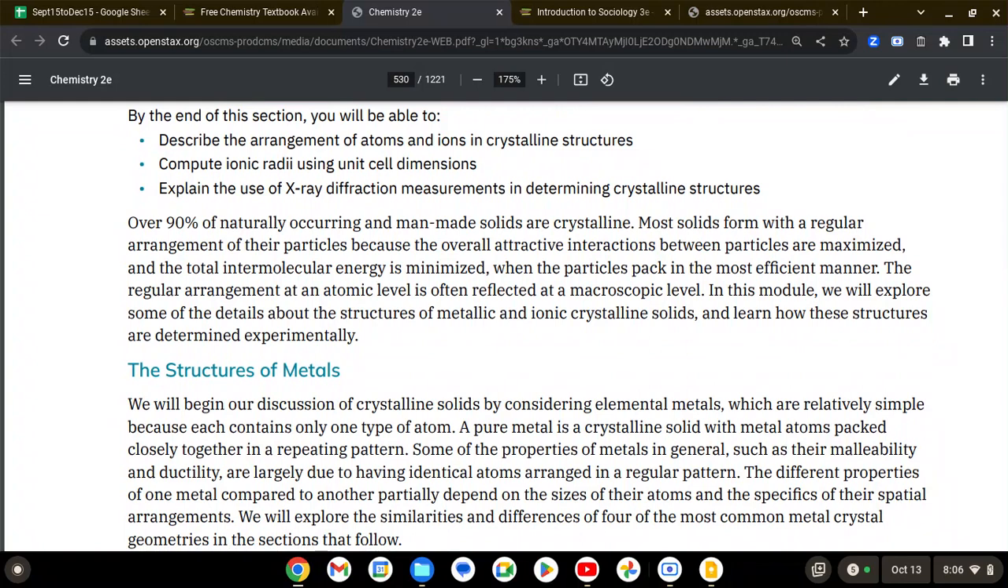Over 90% of naturally occurring and man-made solids are crystalline. Most solids form with a regular arrangement of their particles because the overall attractive interactions between particles are maximized and the total intermolecular energy is minimized. When the particles pack in the most efficient manner, the regular arrangement at an atomic level is often reflected at a macroscopic level. In this module, we will explore some of the details about the structures of metallic and ionic crystalline solids and learn how these structures are determined experimentally.